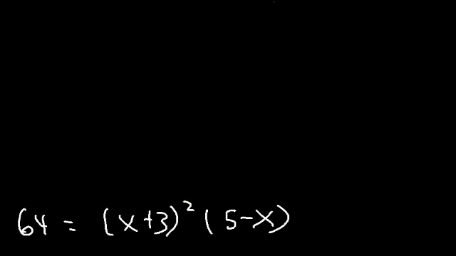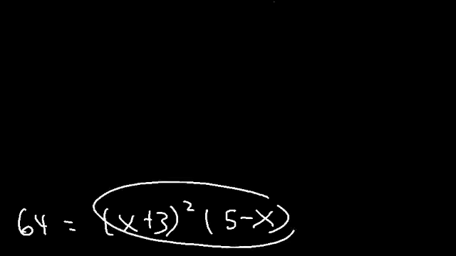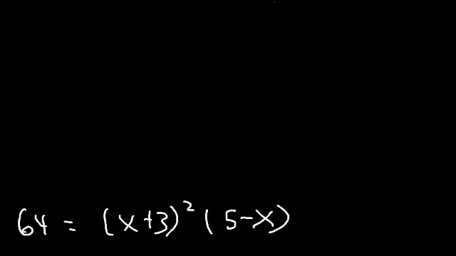So if you have access to a graphing calculator, the best way to find x is to type this in, minus 64. You want to have a 0 on one side of the equation, and then look for where the function touches the x axis, and that's going to be your solution. But let's do this by hand. So let's FOIL x plus 3 times x plus 3.